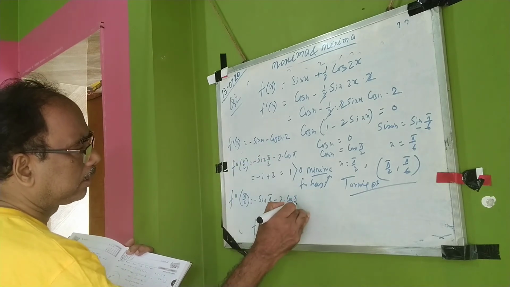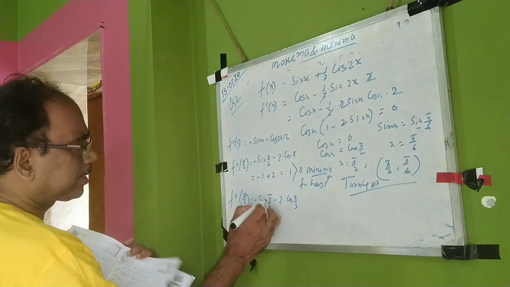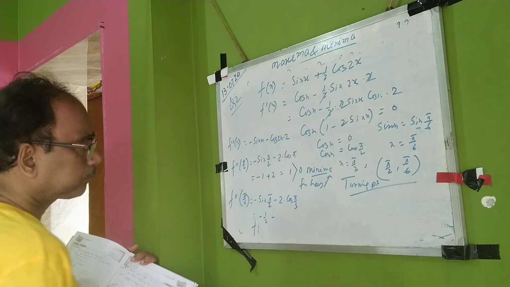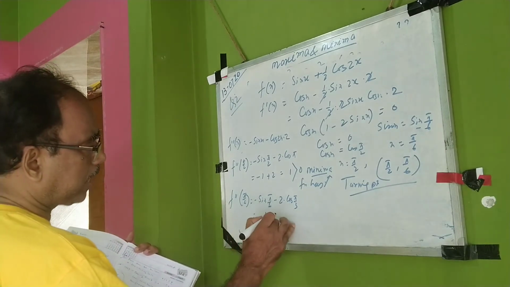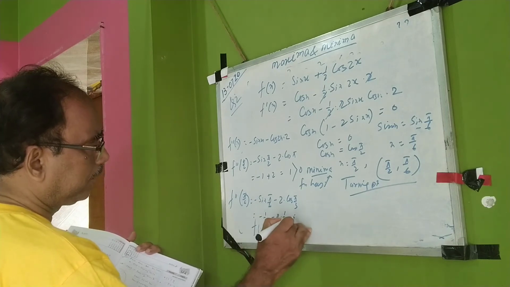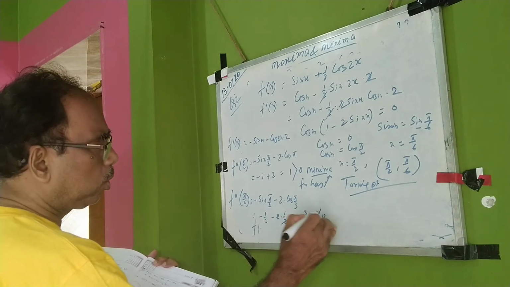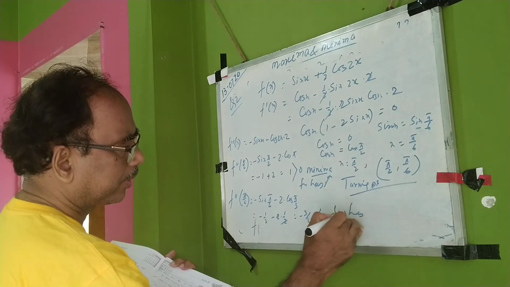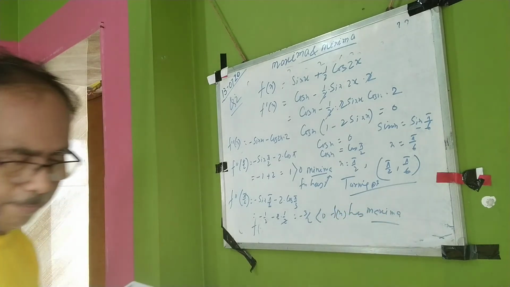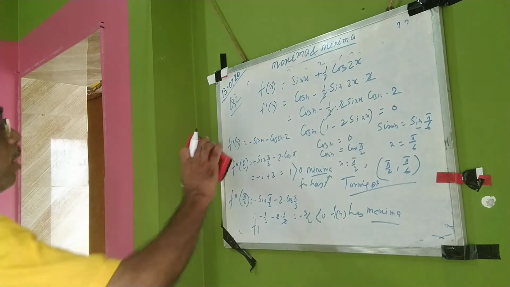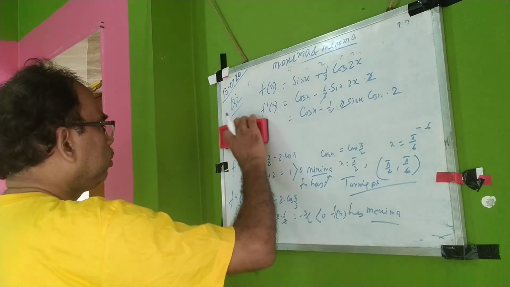Now f double dash pi by 6 is minus sin pi by 6 minus 2 cos 2 into pi by 6, pi by 3. Sin 30 is half, so minus half, minus cos 60 is half, 2 into half. That is minus 3 by 2. It is less than 0. So fx has maximum value. Now, just like that, we have to find the local maximum value and local minimum value.